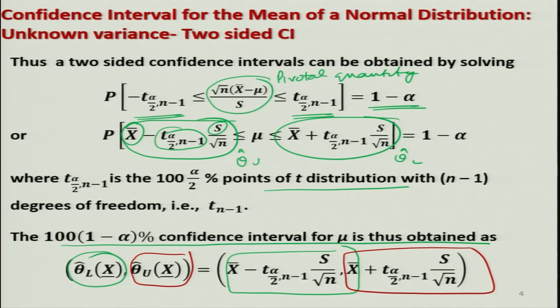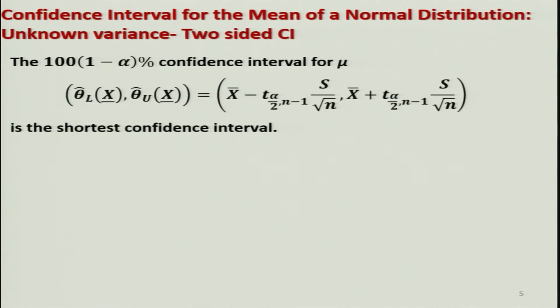Exactly in the same way, the structure is very similar to what you obtained in the case of the normal distribution, right. The structure is like that. You are just using t alpha by 2 in place of z alpha by 2, and you are using s in place of sigma 0, right.